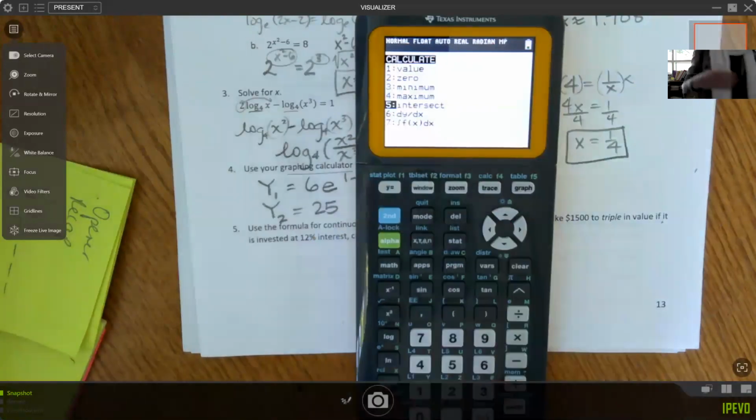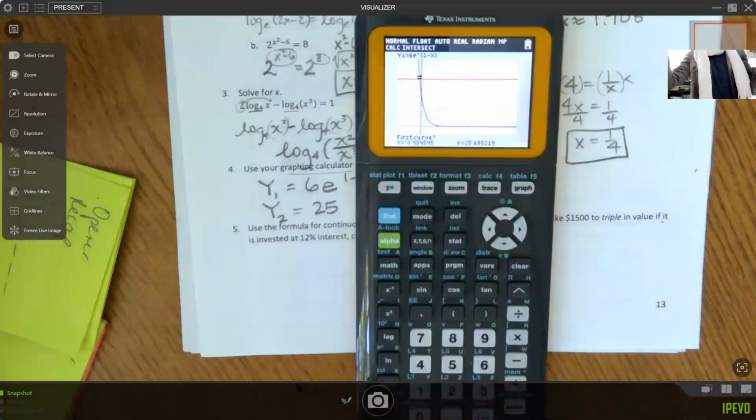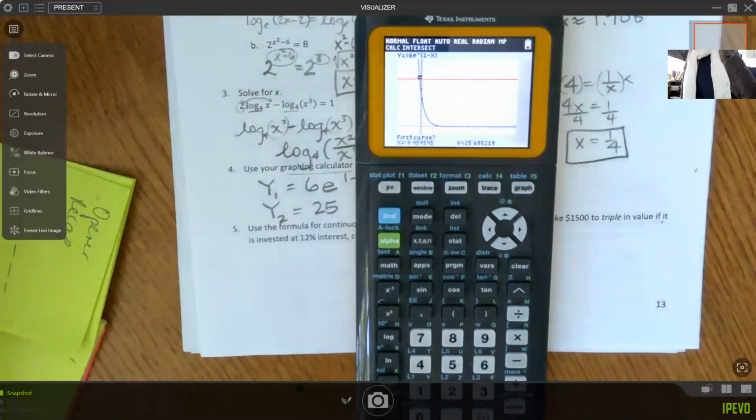Okay, and it seems the reason the calculator needs to ask you 3 questions is because remember all those times we did this with the sine and the cosine functions, like the daylight, when is there 15 hours of daylight or 13 hours of daylight? That was a periodic function. So we saw a whole bunch of intersections.